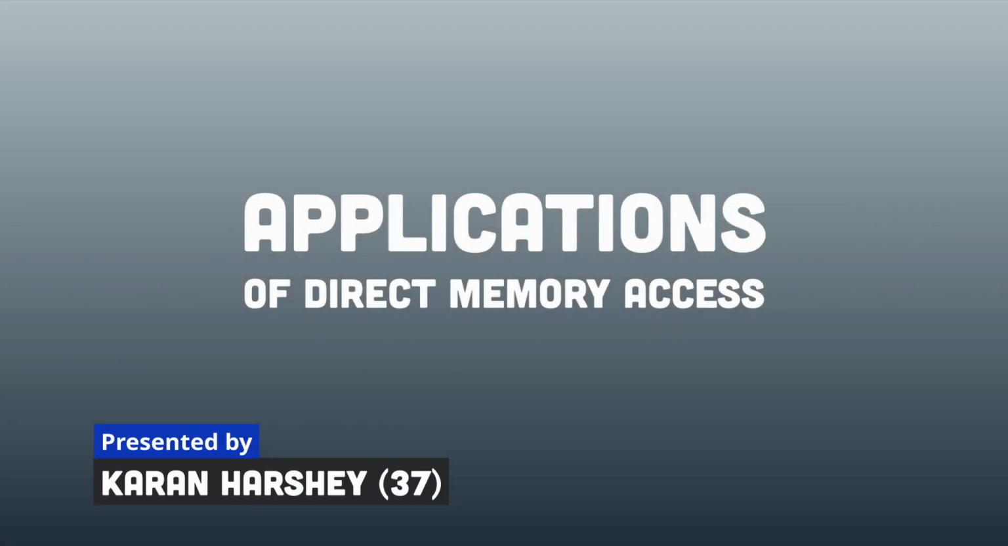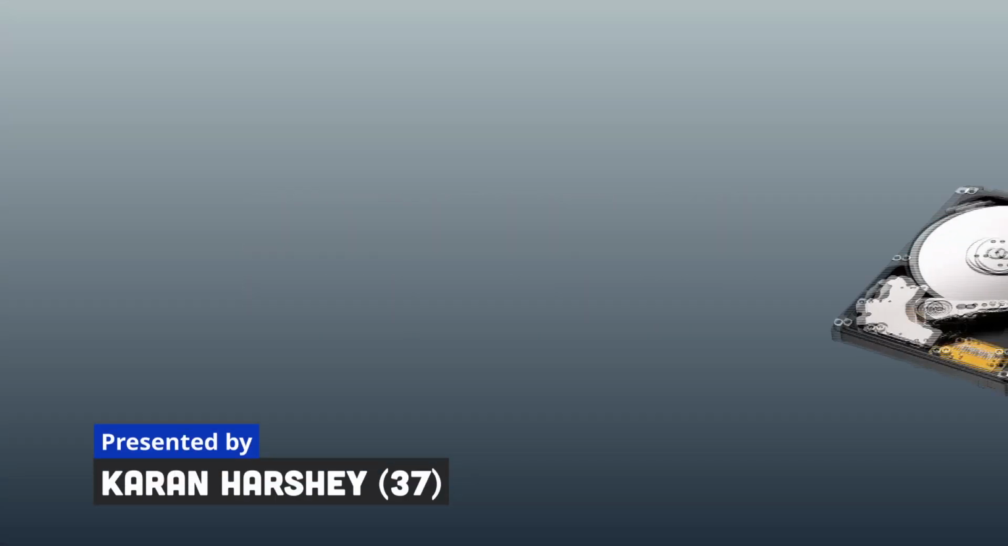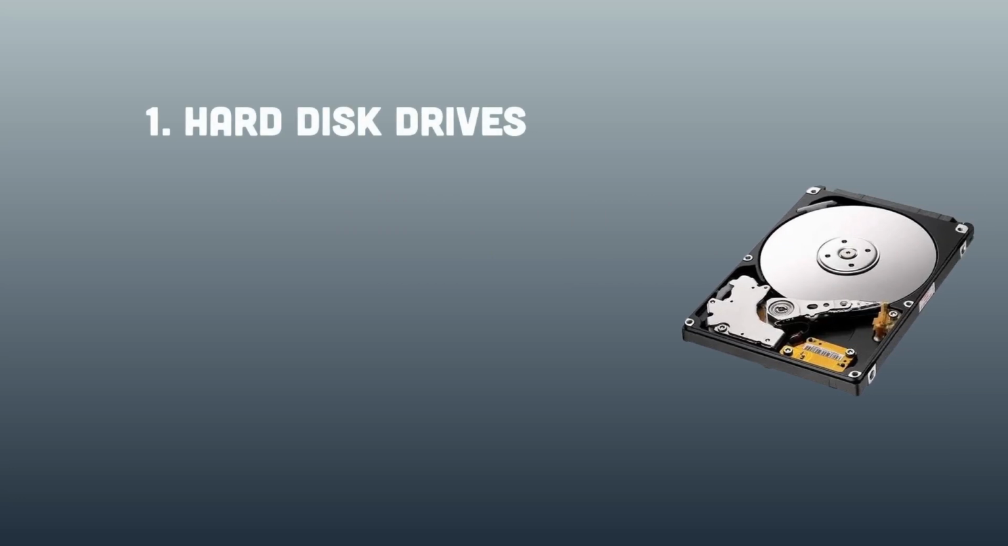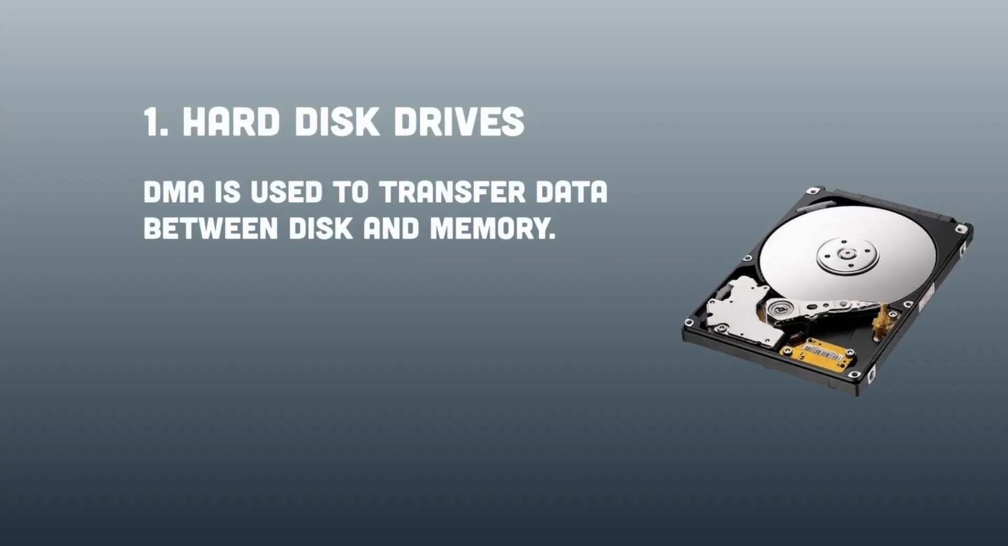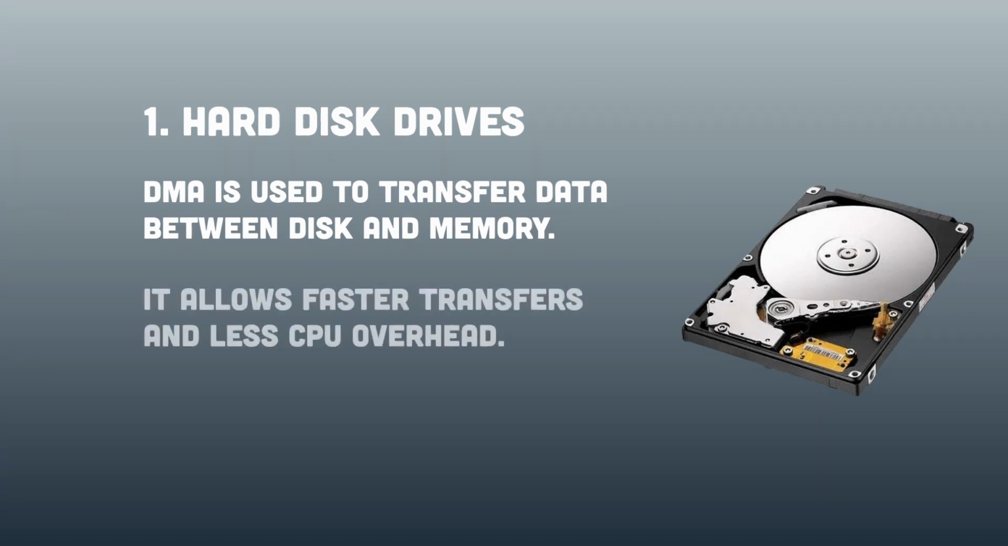Today I'm going to talk about the applications of DMA. So some of the common applications include, firstly, hard disk drives. DMA is used in hard disk drives to transfer data between the disk and memory. This allows for faster data transfer and reduces the CPU overhead, improving overall system performance.